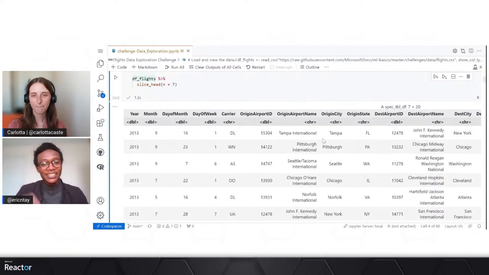So Carlotta, this seems a little intimidating at first. Would you mind explaining or getting us through what this data really represents?